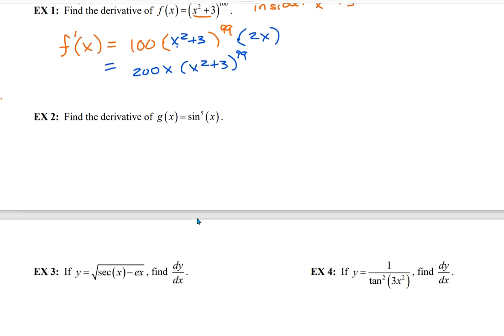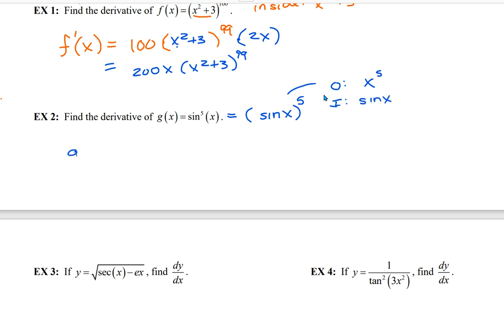In this particular example, anytime you have a trig function raised to a power, it's probably a good idea to at least see it in your mind as the sine of x, the whole thing raised to the 5th, or even write it that way. And you should be able to identify the outside function, I'll just put O for outside function, would be x to the 5th power, and the inside function is the sine of x. So hopefully that's very clear.